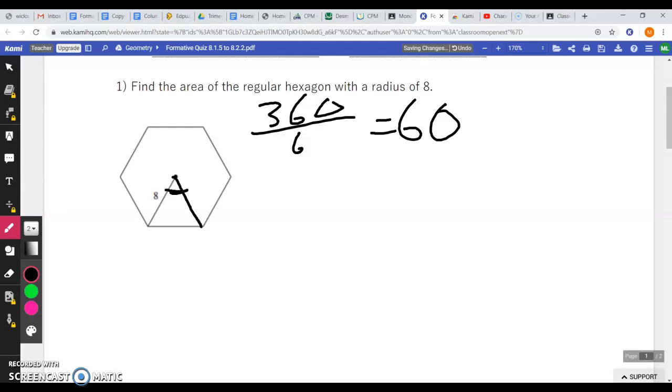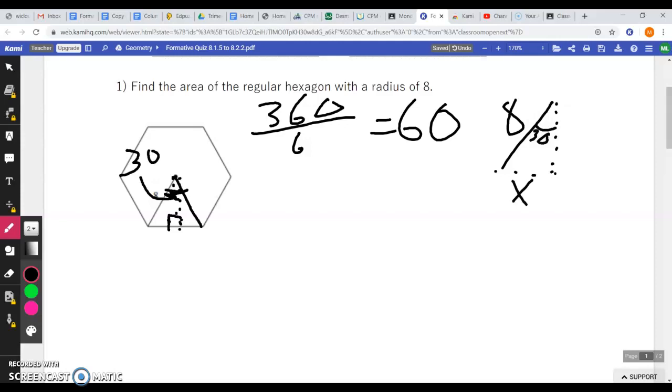But then we drop this apothem down, and that's terrible, but that's the price I pay for working on my computer. You drop that apothem down, which cuts your central angle in half so that this half is just 30. All right, so if I redraw the triangle, this is 8, this angle right here is 30.